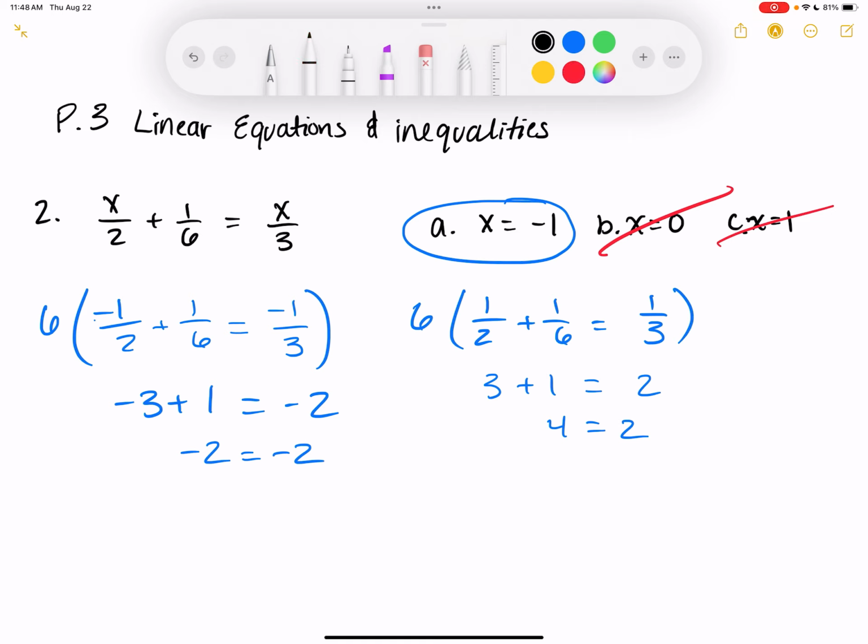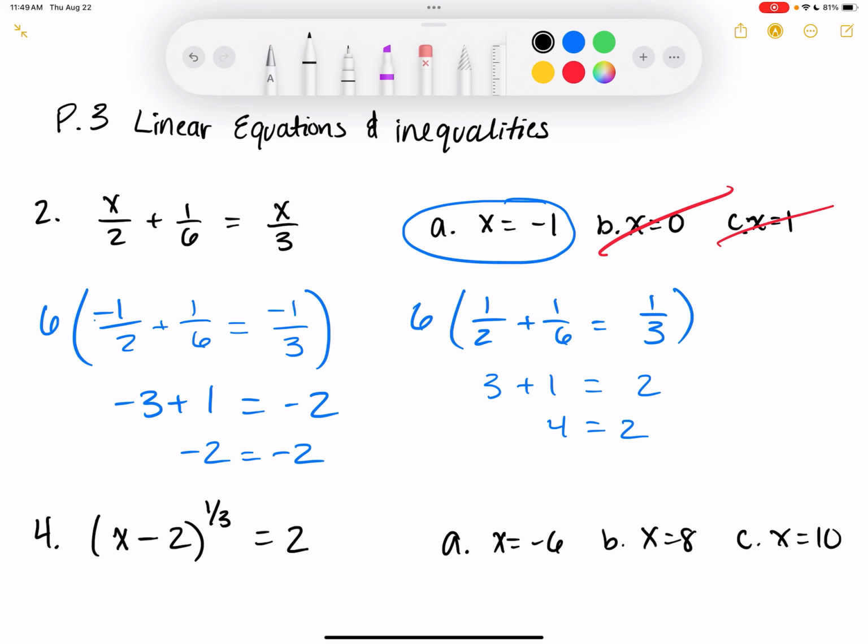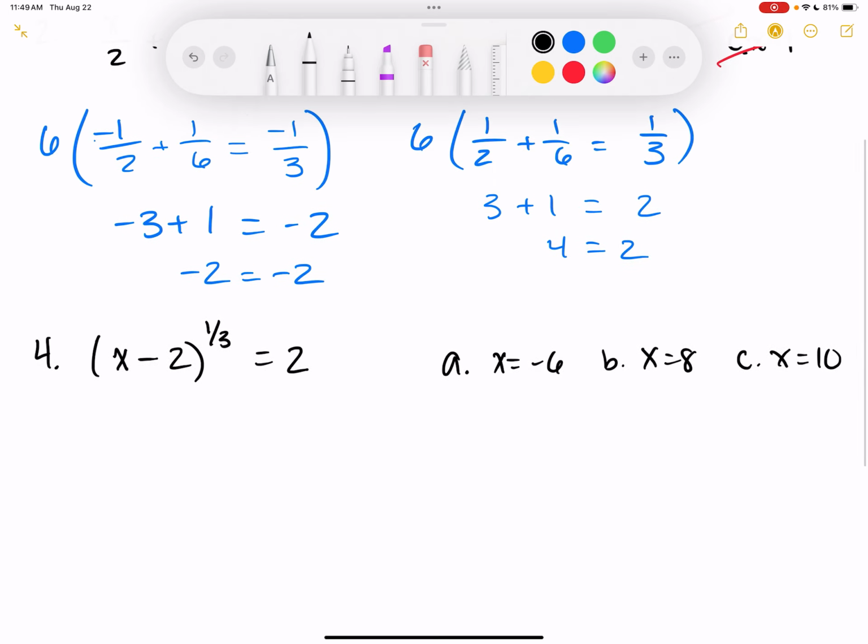Okay, number 4 is the same type of problem, but we're going to work this one a different way this time. So we have x minus 2 in parentheses raised to the 1/3 is equal to 2. Our options are x equals -6, x equals 8, and x equals 10. So I'm going to solve this one a different way rather than just plugging numbers in.